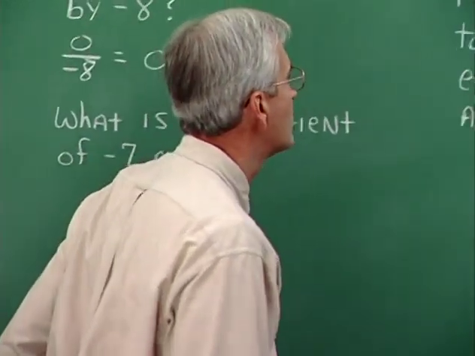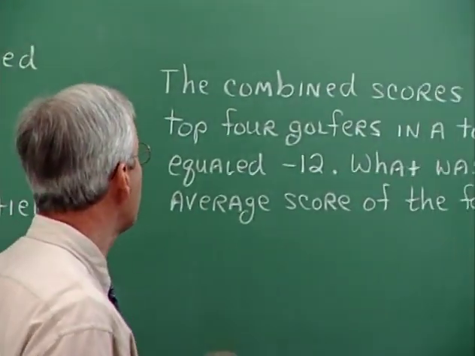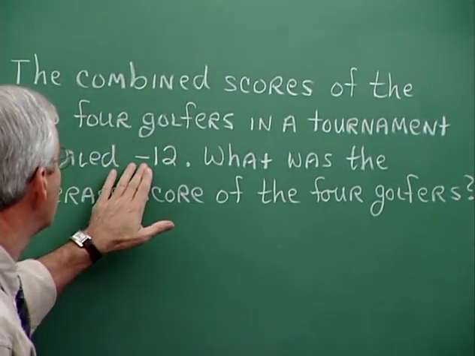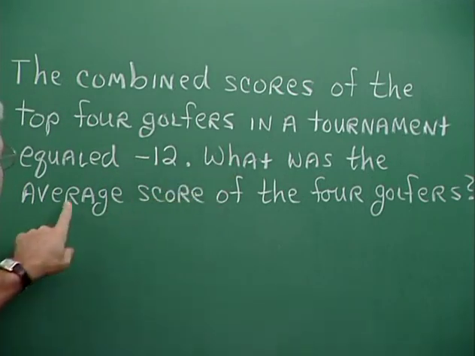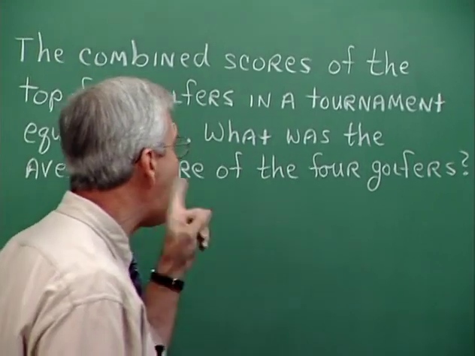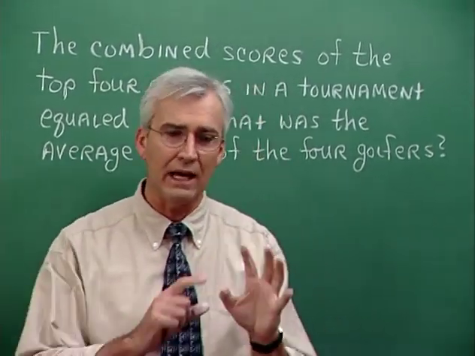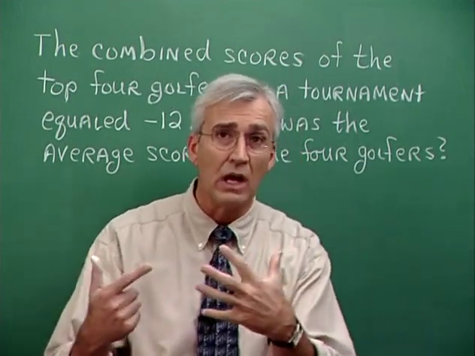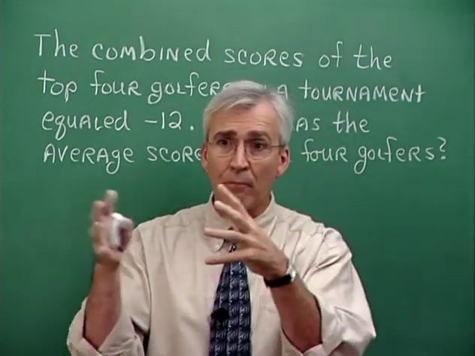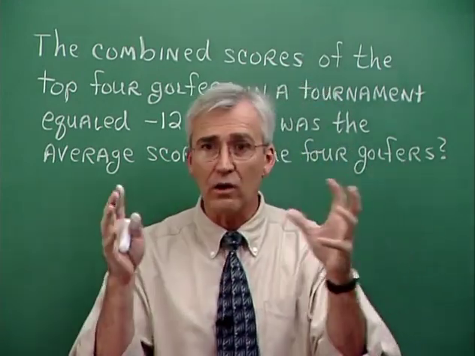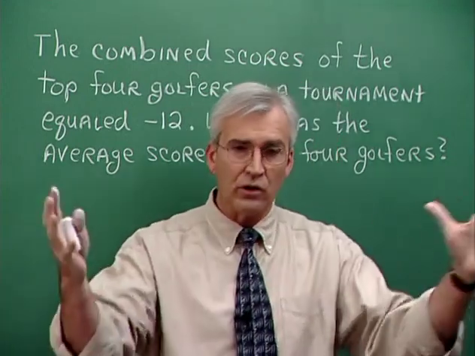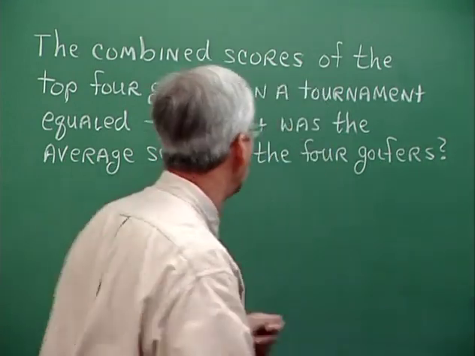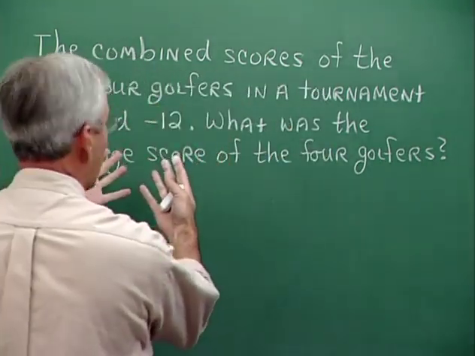Suppose the combined scores of the top 4 golfers in a tournament equaled negative 12. Now, that's 12 strokes below par, as you know from a previous discussion. What was the average score of the 4 golfers? The idea in finding an average is a division. When we find the average of certain numbers, generally we add all of those numbers together. They've already been added here, but generally we add them together and then we divide by the number of numbers we have. Now we're told that the total score is negative 12 for these 4 golfers.